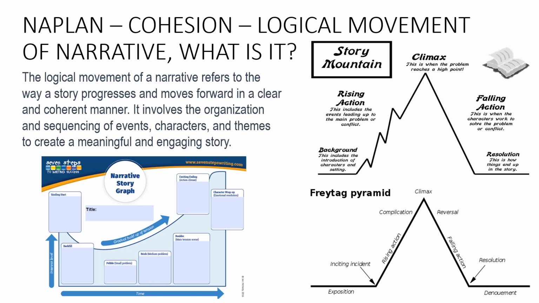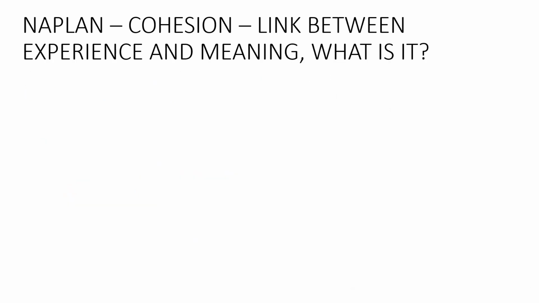But the main thing is that the story has some logical movement, or the text has some logical movement happening, that helps the reader go on the journey and helps them immerse themselves in the narrative. Okay, on to our last main theme identified in the rubric, and that is the link between experience and meaning.